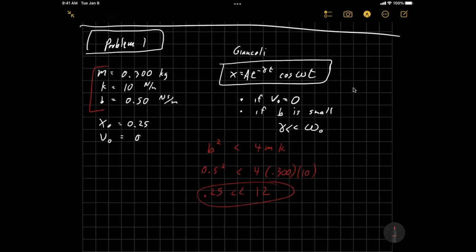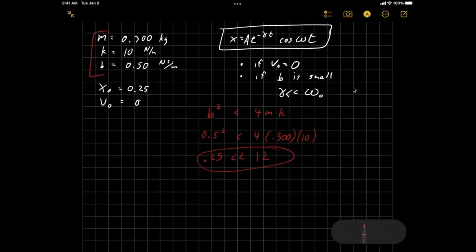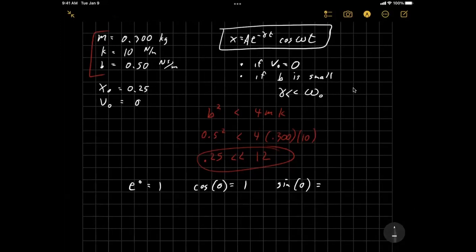To use the Guy and Colley solution, we need to know a couple of things. First of all, we need to figure out the A value. To figure out the A value, we want to substitute in what happens at time 0. A few things are important to remember when doing all of these equations: e to the 0 is 1, and cosine of 0 is also 1. The sine of 0, which won't come into play in this problem but will in others, is not 1, it is 0. So e to the 0 is 1, cosine of 0 is 1, and the sine of 0 is 0. It will be very important that you know those three facts.